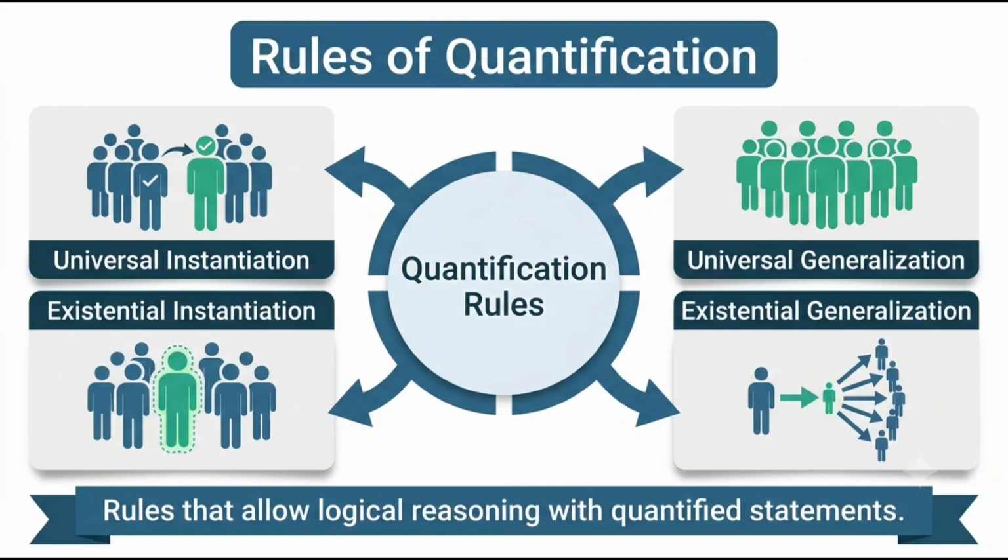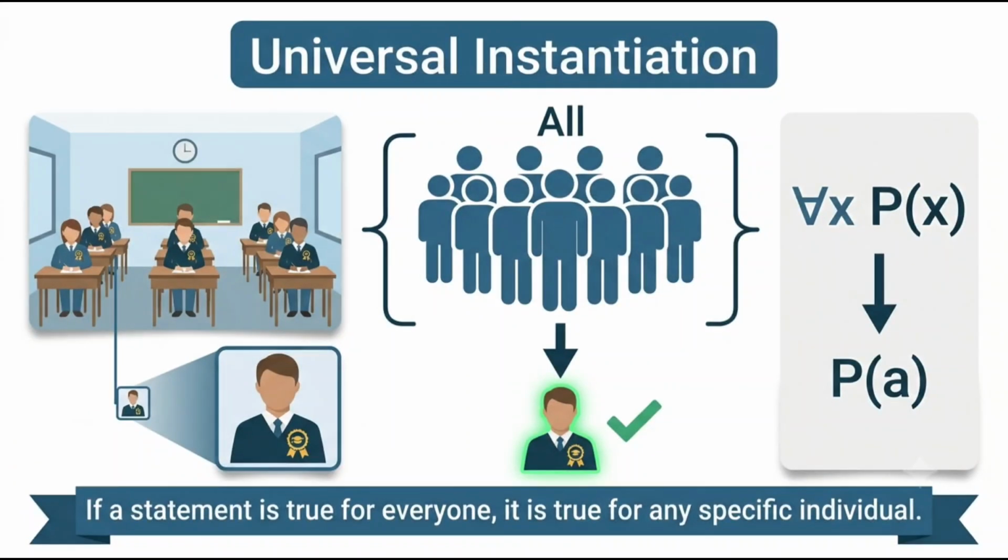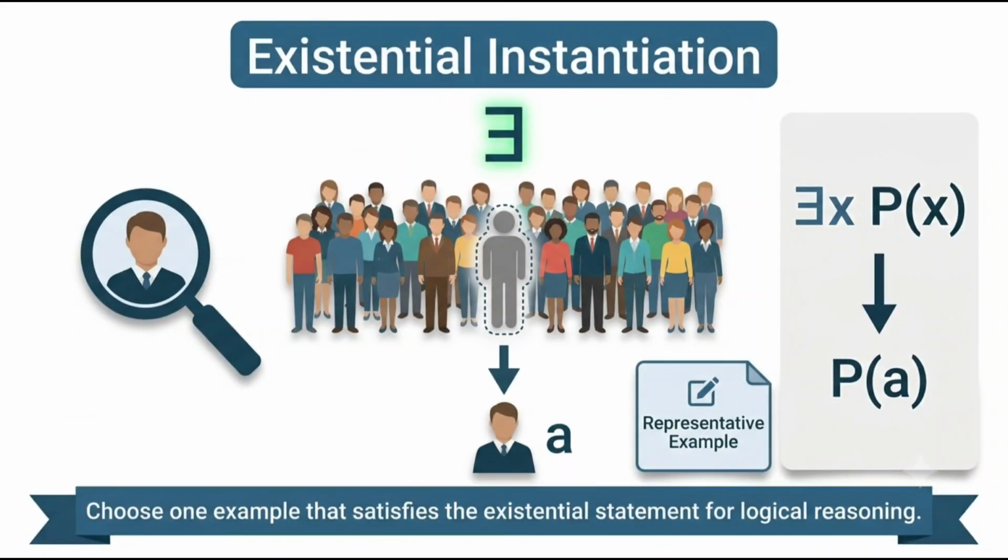Predicate logic includes special inference rules for working with quantifiers. These rules allow us to move safely between universal, existential, and specific statements. Universal instantiation says that if something is true for everyone, then it must also be true for any particular individual. This lets us apply general rules to specific cases. Existential instantiation states that if at least one object exists with a certain property, we may introduce a specific example while continuing the proof carefully.